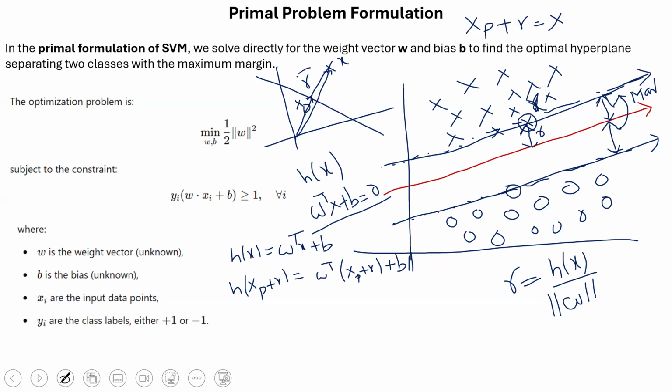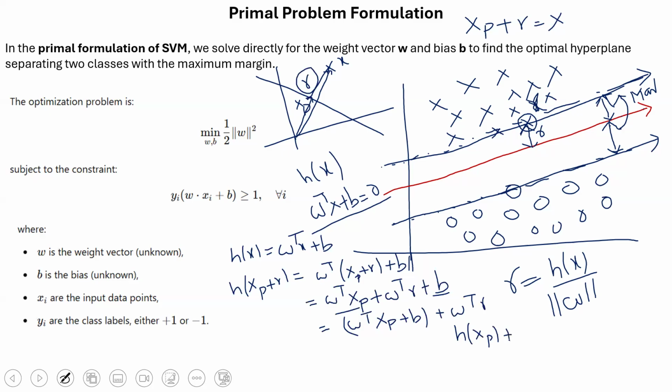And our whole criteria is to find out this R, right? So this can be broken down to W transpose xp plus W transpose r plus b. Now I'm keeping these two terms in one place. So this becomes W transpose xp plus b plus W transpose r. W transpose xp plus b can be written as h(xp), so h(xp) plus W transpose r. h(xp) goes to 0 because xp is the projection point of x on the hyperplane. Any point that lies on the hyperplane gives 0. So this is equal to 0.